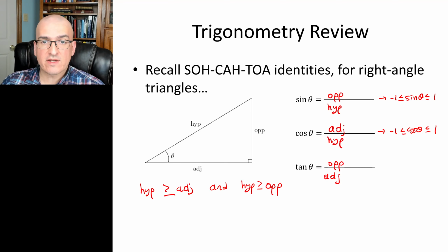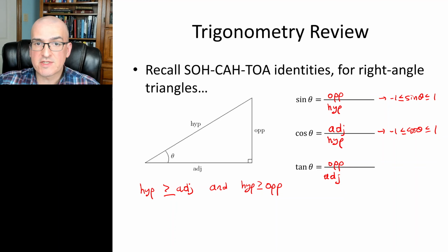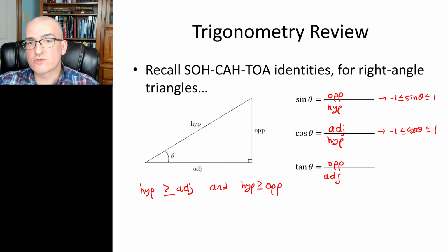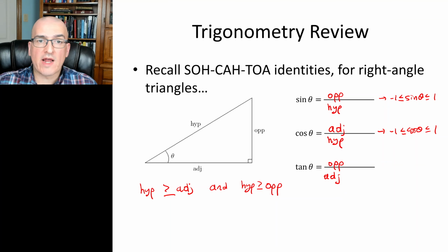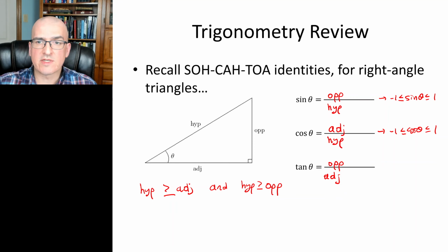We can define our trig functions, sine, cosine, tan, in terms of opposite and adjacent, and memorize those relationships using SOH-CAH-TOA. S-O-H, sine is opposite over hypotenuse, C-A-H, cosine is the adjacent over the hypotenuse, and T-O-A, tan is the opposite over the adjacent.